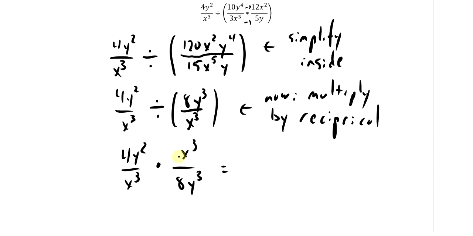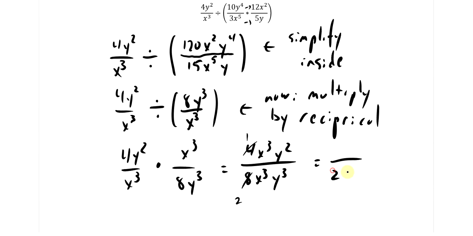So when we multiply it, you just multiply across. 4x cubed y squared over 8 x cubed y cubed. So what do we have when we simplify that? Well, the 4 and the 8 can combine to give me 2 on the bottom. Nope, when we cancel, right, we end up with a 1.